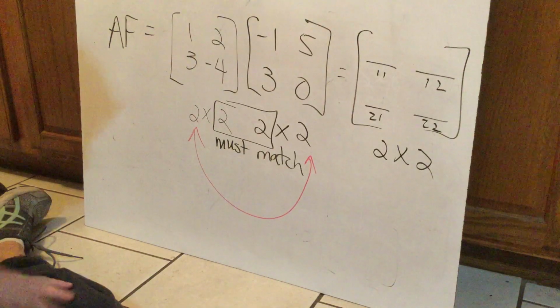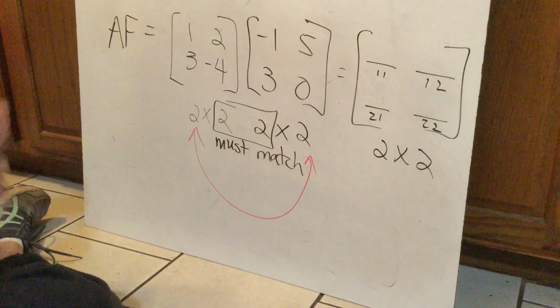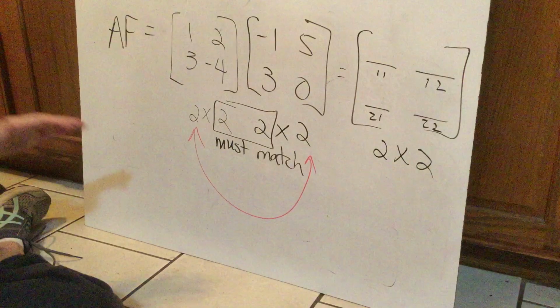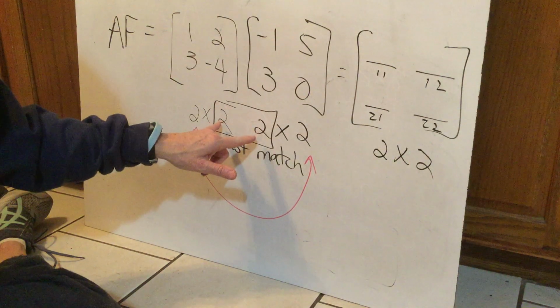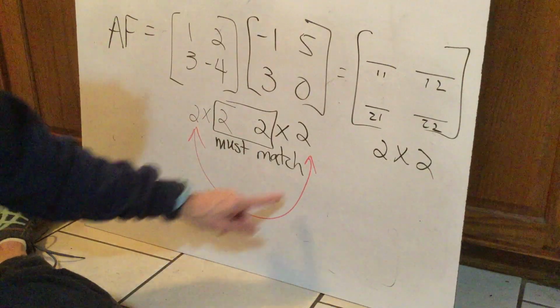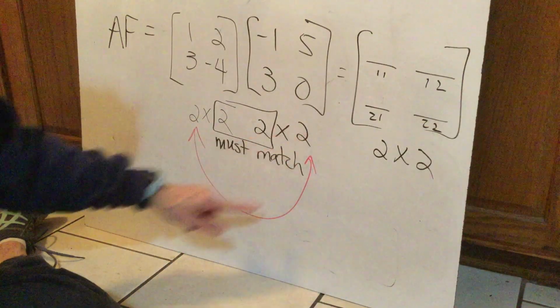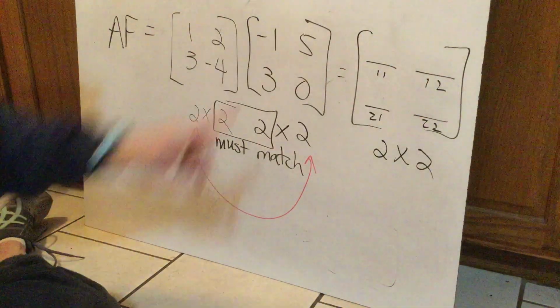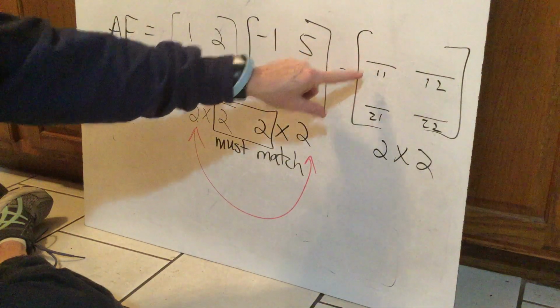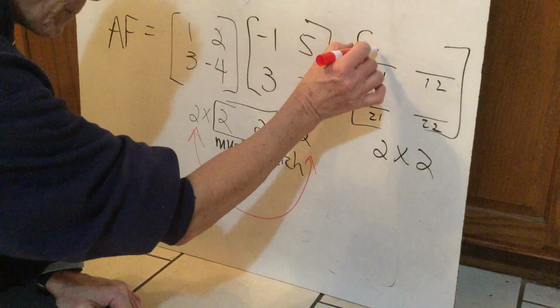Okay, so how do we start this thing? We have figured out that we can multiply because these two match. We have figured out then that our answer is the outside dimension, so it's another 2 by 2, and we've set it up. Now I'm going to find that number right there. I'm going to find this number right here.